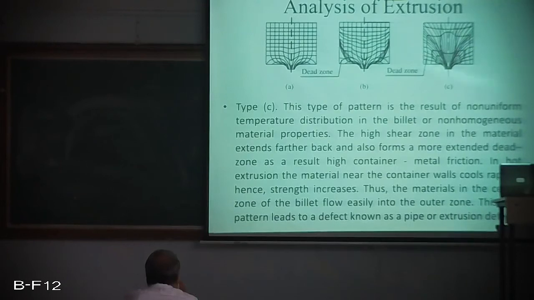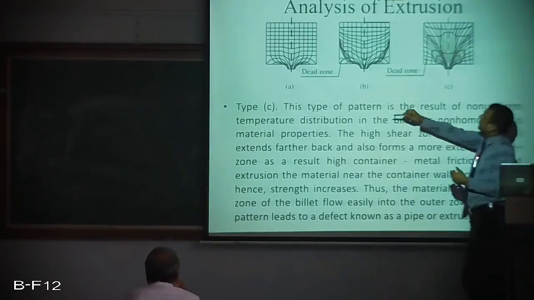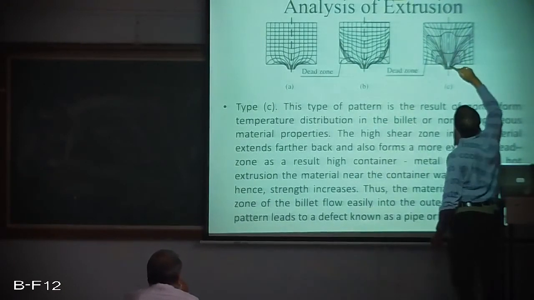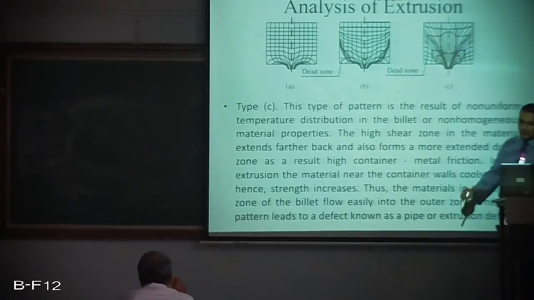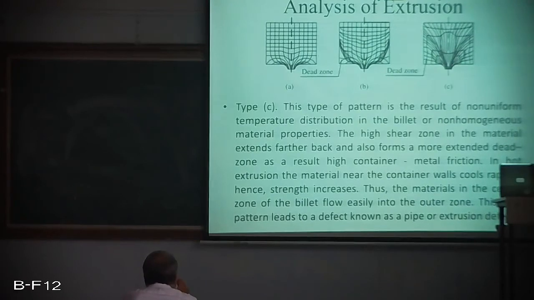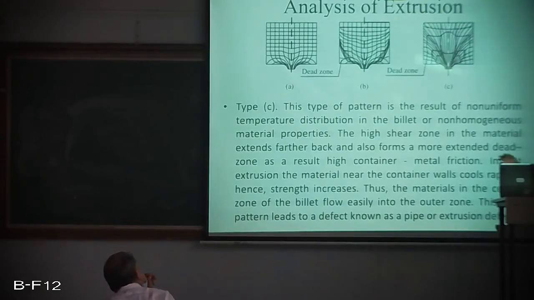The high shear zone in the material extends farther back and also forms a more extended dead zone. You can see over here, we have this shear zone only till here, whereas over here the shear zone extends till the back of the die. In hot extrusion, the material near the container walls cools rapidly, hence strength increases. Thus the material in the center zone of the billet flows easily into the outer zone. This flow pattern leads to a defect known as piping or extrusion defect.